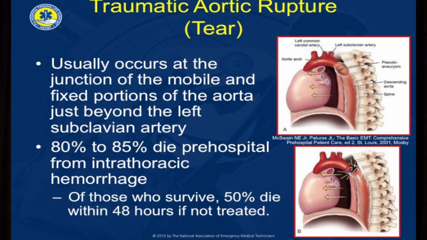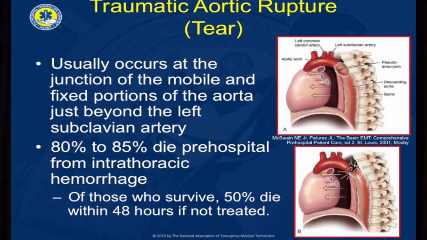Aortic rupture, there is a really good chance your patient is going to die. This is a significant amount of blood to come out of these vessels, and it really depends on the damage and how much tearing there is of the aorta. But most of the patients here are going to die. They're going to bleed out into their thorax.